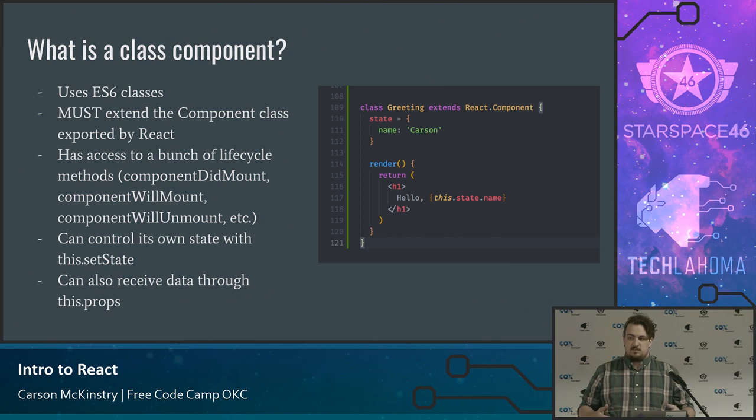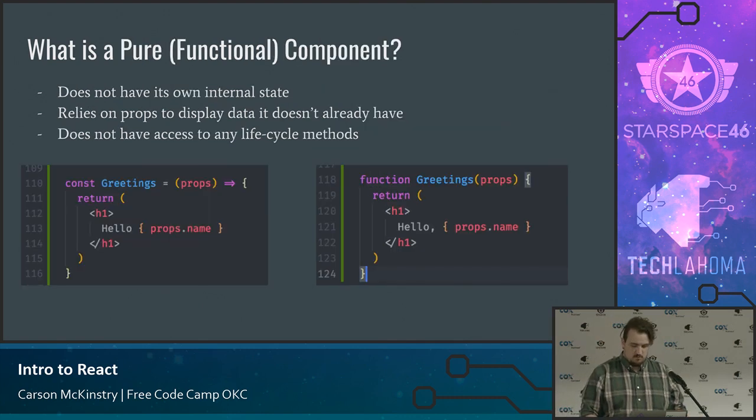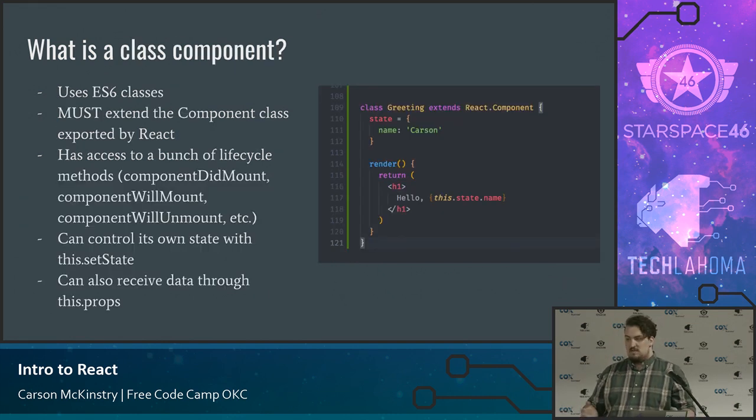But basically, this is what I'm talking about when I say you have to explicitly tell React to change its state. You explicitly have to say, I want you to do something with this. Otherwise, it's not going to do it. Then lastly, you can also receive data through this.props, just like a normal functional component. So I could, if I wanted to, replace that h1 with my greetings component from before, and I could say name is equal to this.state.name.